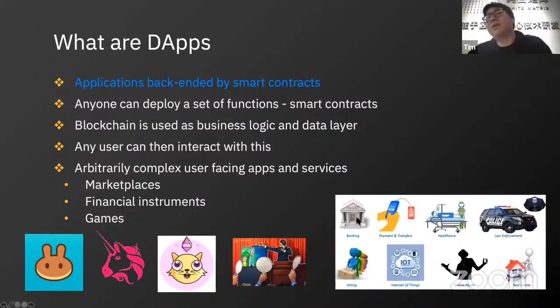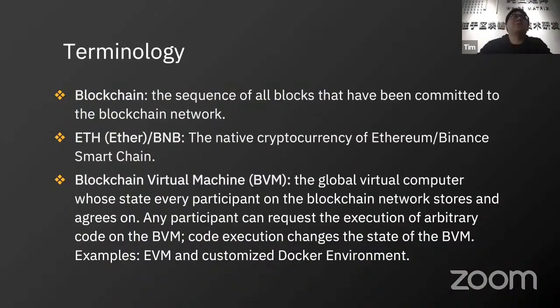There are also banking, payments, transfers, healthcare, voting, IoT, music, and real estate. Basically, anything you can think of, you can build an application on top of it. So okay, let's review some terminologies. The first one is the blockchain. It's basically the sequence of all blocks that have been committed to the network in the history of the network. The second one is the native cryptocurrency; we mentioned two different ones, which are Ether and BNB.